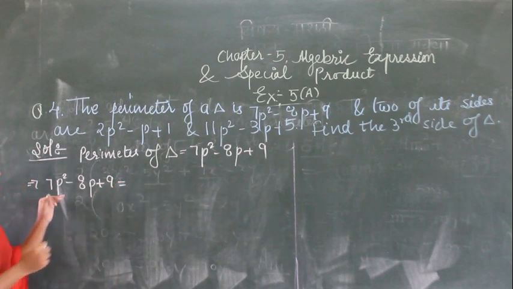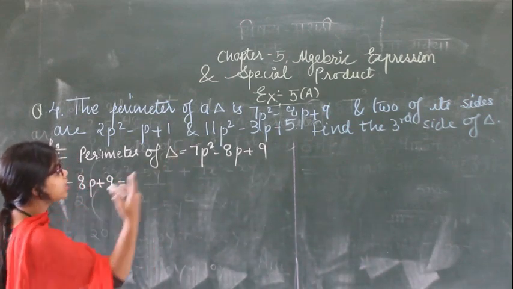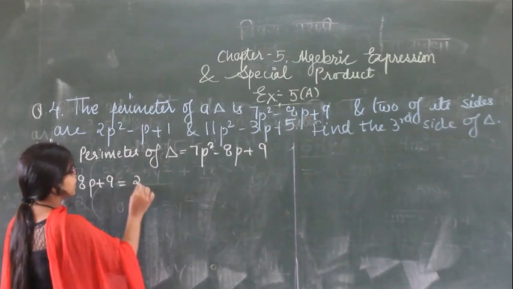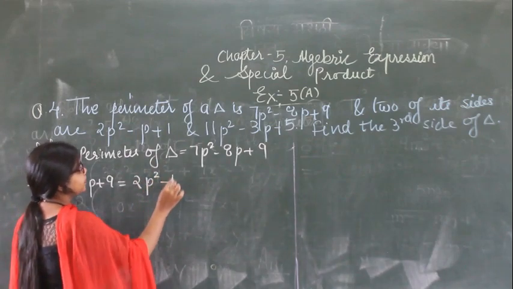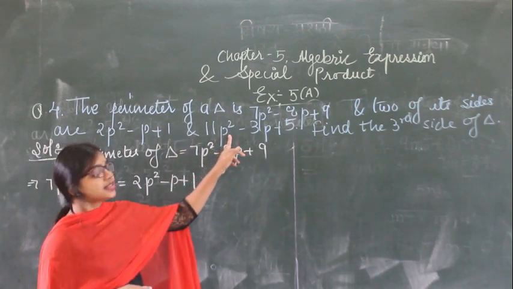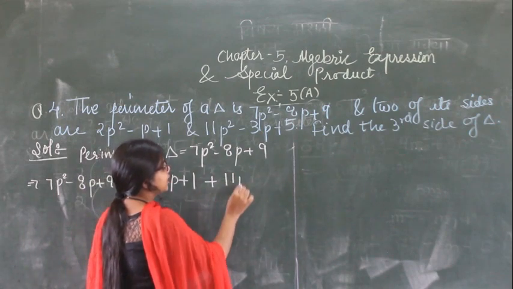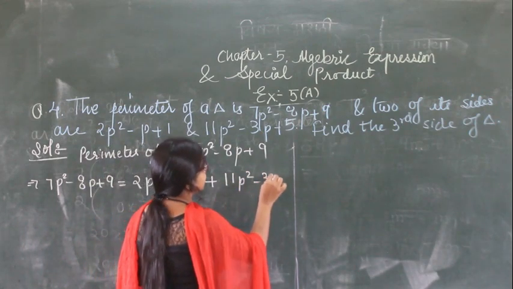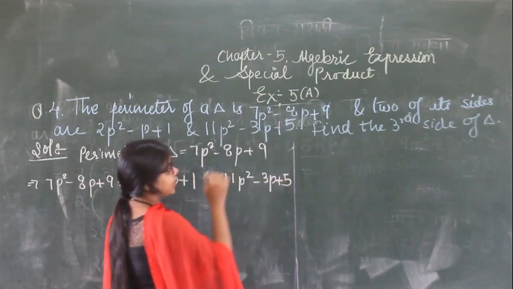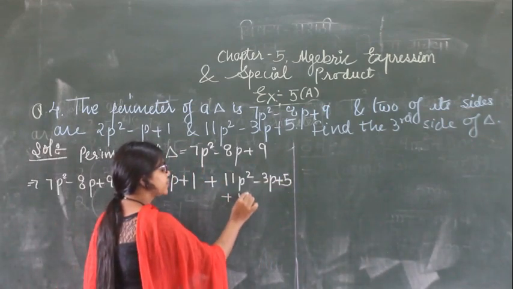8p plus 9. The perimeter of a triangle is equal to the sum of the three sides. Once two sides are given to you, the first one is 2p square minus p plus 1. What is the next side given to you? That is 11p square minus 3p plus 5. And let's suppose the third side be 5.